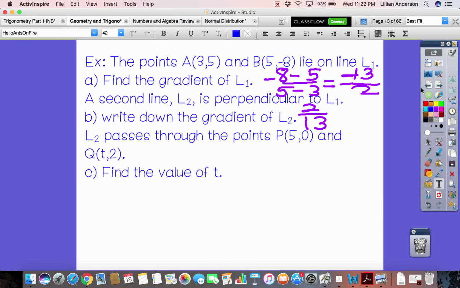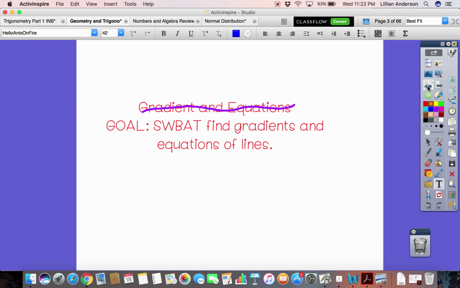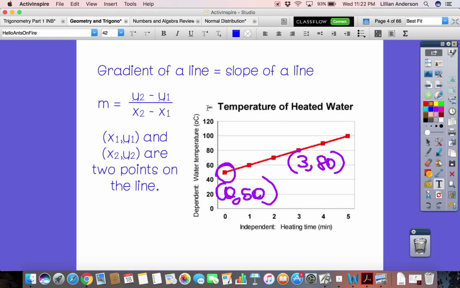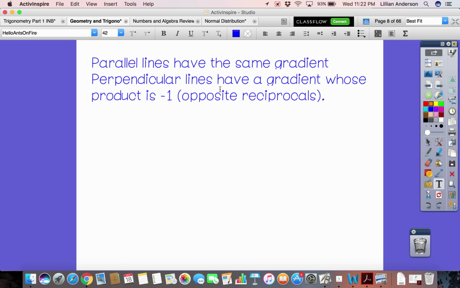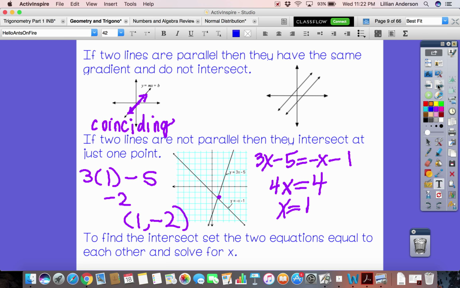Okay, and also don't forget about how to find the gradient. Okay, remember that's where we started. Gradient is this formula: y2 minus y1 over x2 minus x1, where x1, y1, and x2, y2 represent the points. Okay, don't forget about how to write expressions to represent your slope. Don't forget that parallel lines have the same gradient and perpendicular gradients are opposite reciprocals of each other. Their product should be -1. Don't forget to figure out where 2 lines intersect. You will want to set them equal to each other.